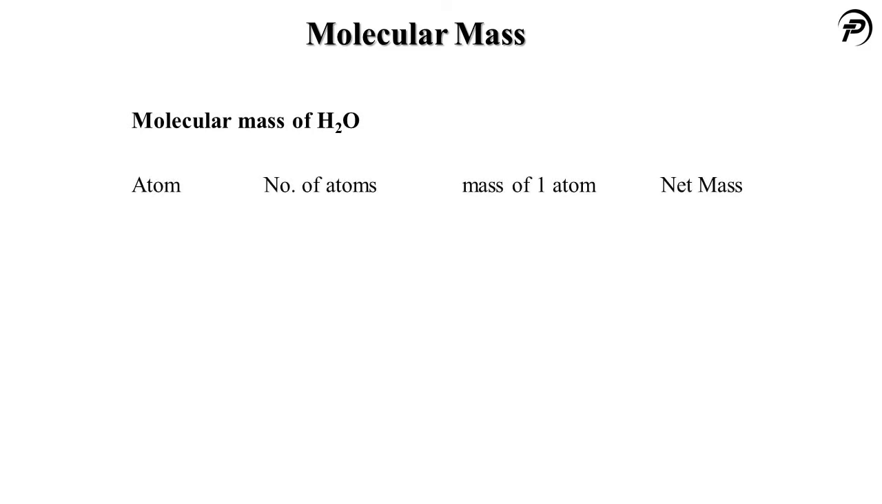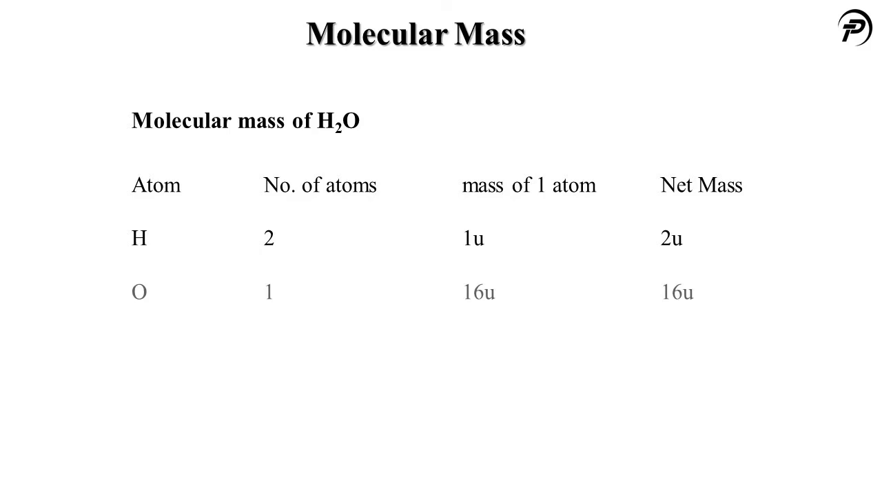The molecular mass of a substance is the sum of atomic masses of all the atoms in a molecule of that substance. To calculate molecular mass, we simply add the masses of all the atoms in the molecule. For example, to calculate the molecular mass of H2O, we will write the masses of all the atoms of the molecule and sum them up. The mass of hydrogen is 1 and the total number of hydrogen atoms in the molecule is 2. Hence, the total mass of all the hydrogen atoms in the molecule is 1 into 2, which is equal to 2.